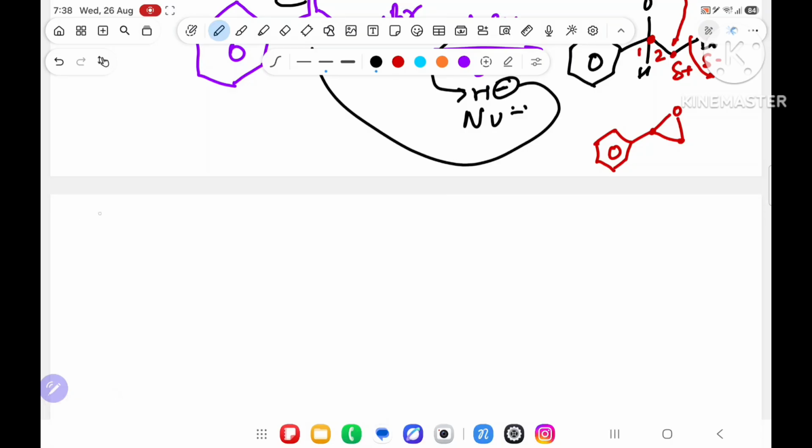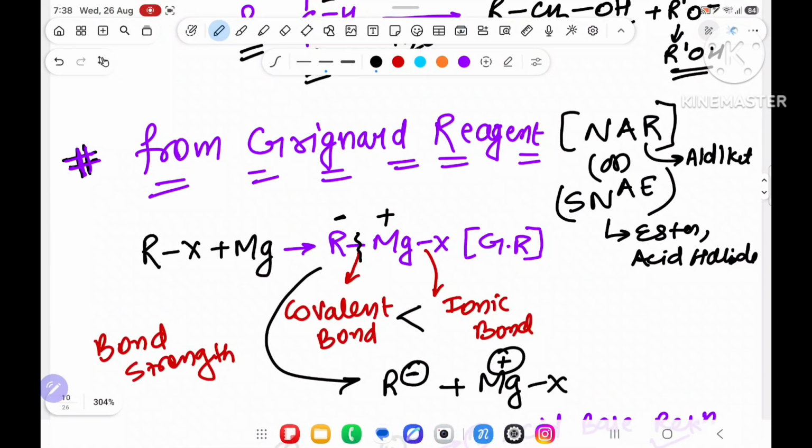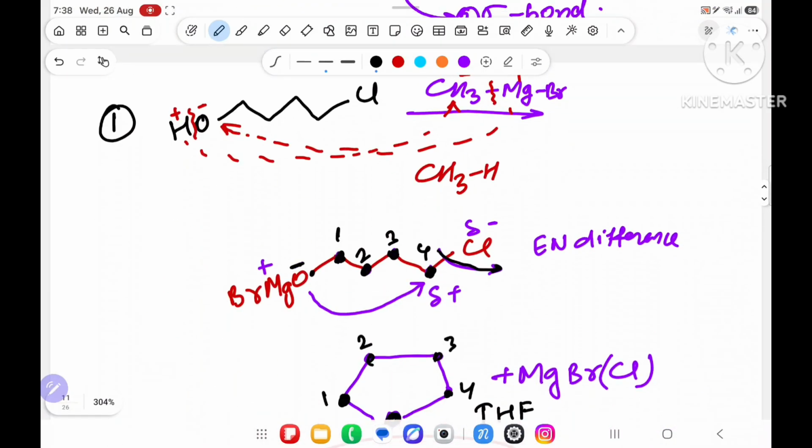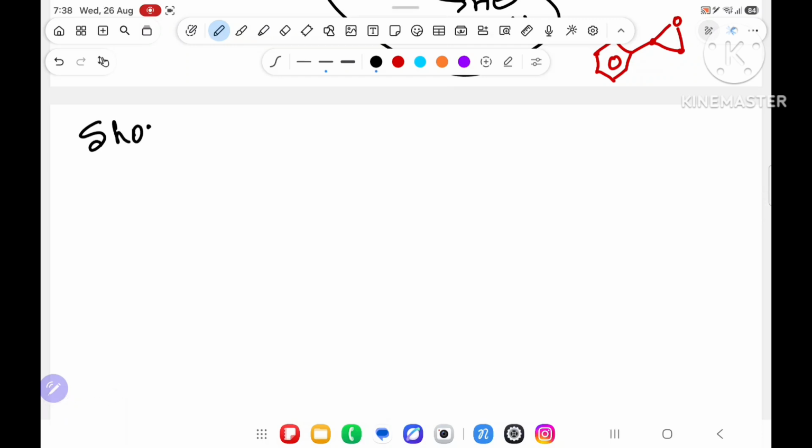Now, sir, you are doing something useless, but we are here to prepare alcohol from Grignard reagent. The heading is preparation of alcohol. Yes, I am coming. First I have dictated a little bit about what Grignard reagent is and how it will attack. Before going for the preparation of alcohol from Grignard reagent, first I am going to write some shortcut.